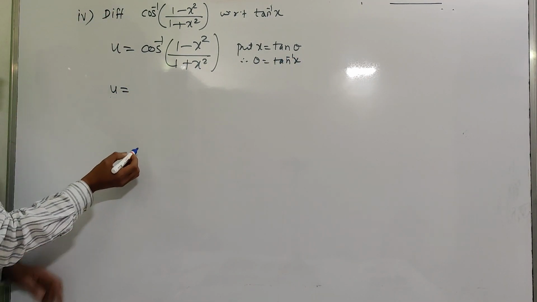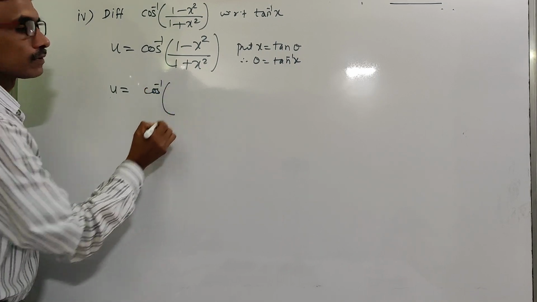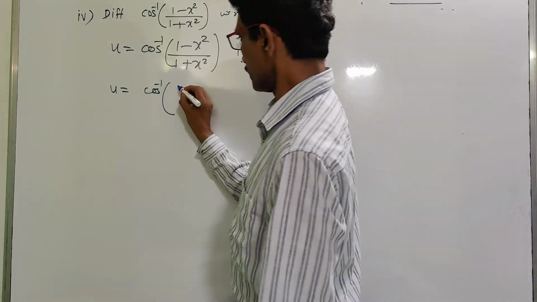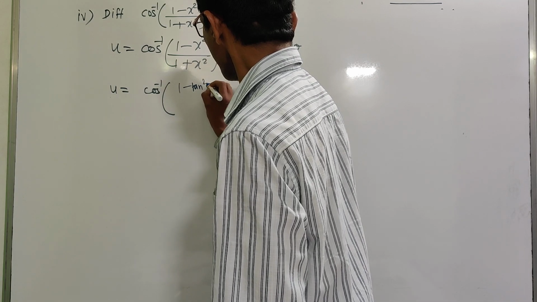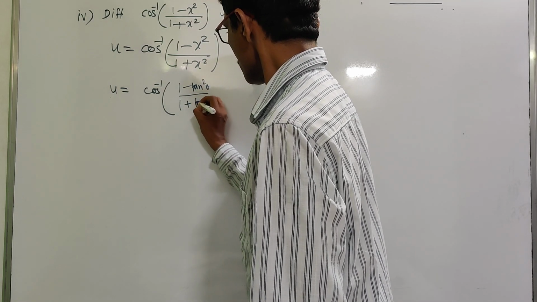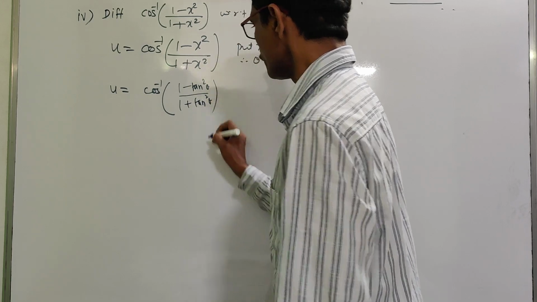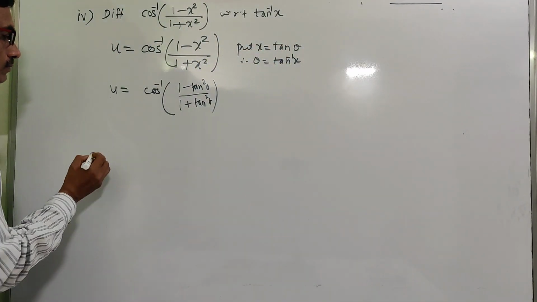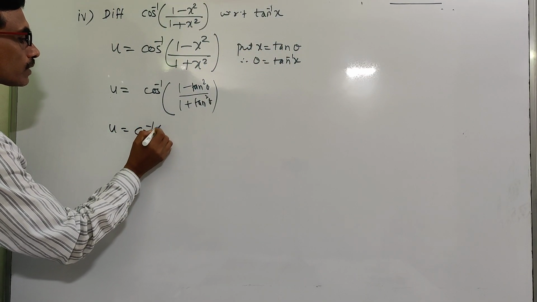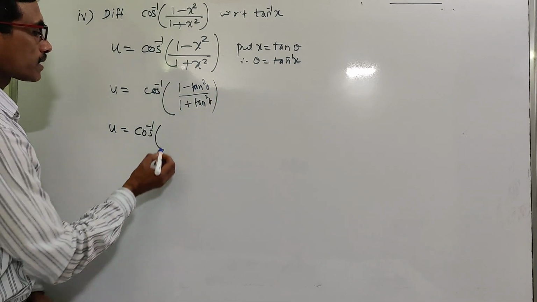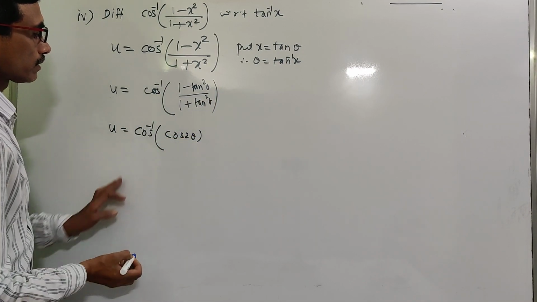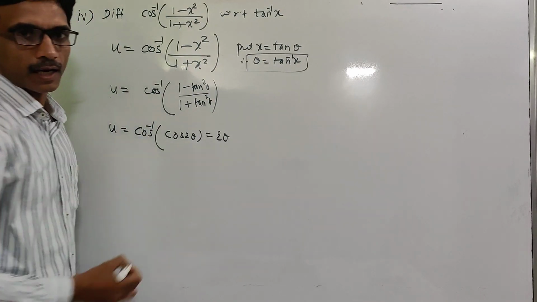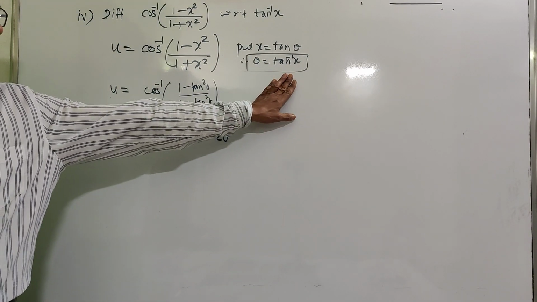We make the substitution: cos inverse of (1 minus tan square theta upon 1 plus tan square theta). This 1 minus tan square theta upon 1 plus tan square theta is cos of 2 theta, so u is equal to cos inverse of cos of 2 theta, and this is equal to 2 theta, where theta is tan inverse of x.